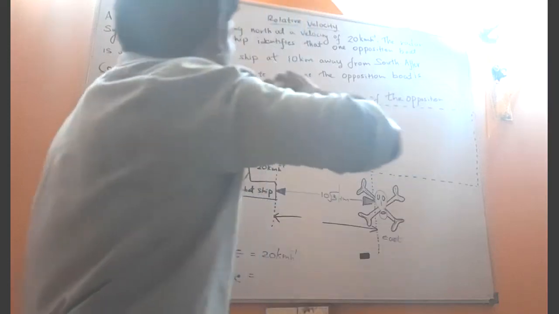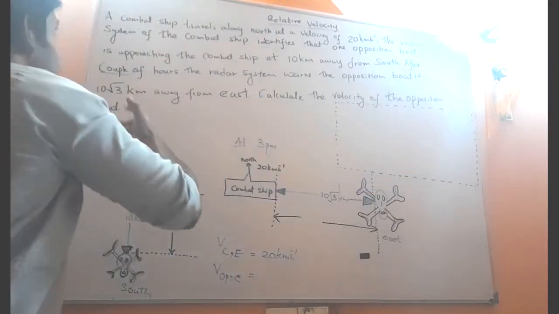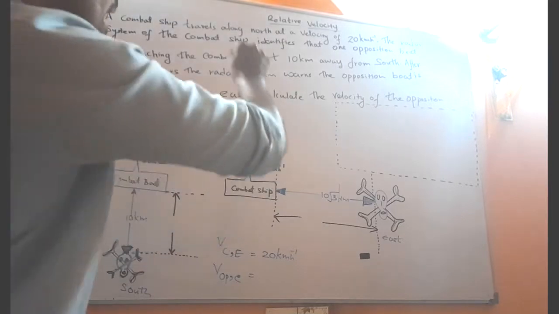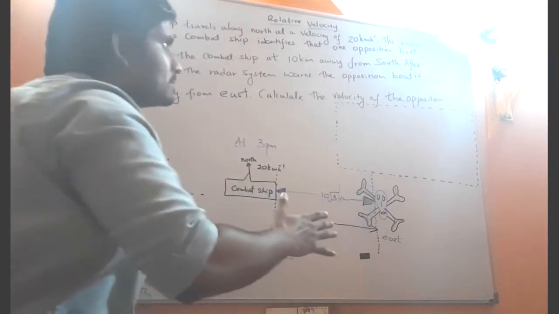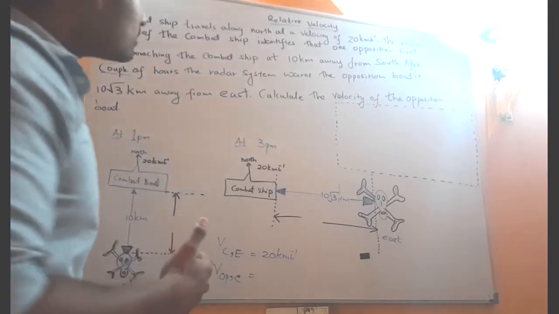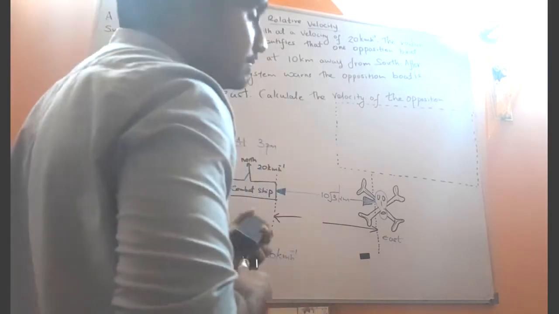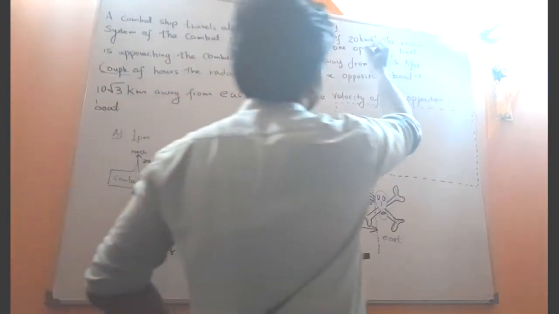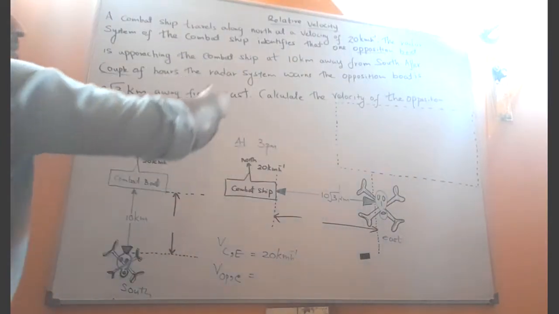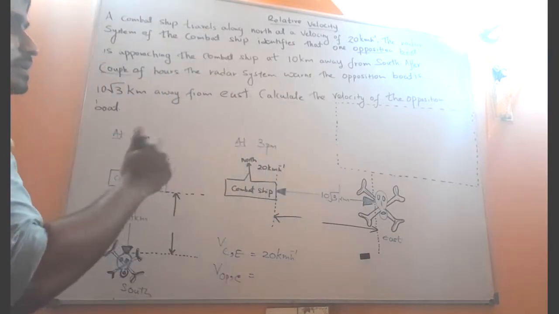So today we will discuss a relative velocity problem. This is the problem. A combat ship travels along north at a velocity of 20 kilometers per hour, and the radar system of the combat ship identifies one opposition boat. Be very careful. One opposition boat is approaching the combat ship, 10 kilometers away from south.